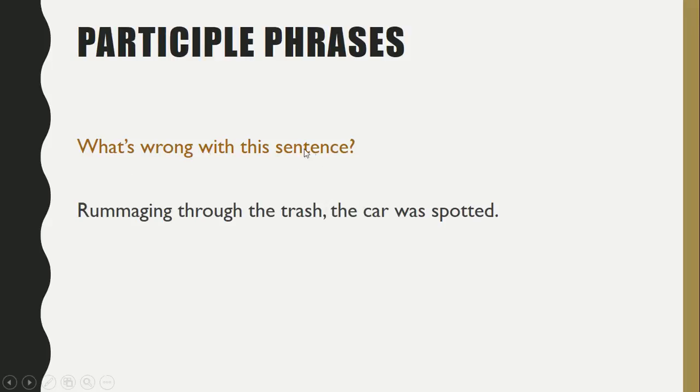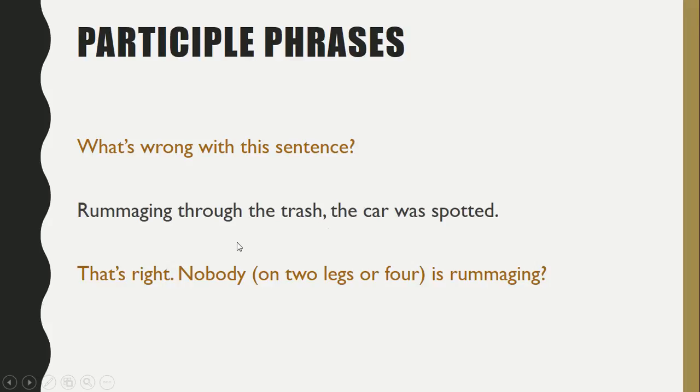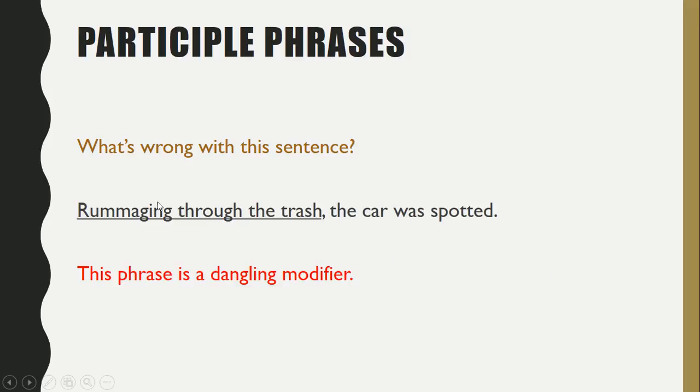Okay, what's wrong with this sentence? Rummaging through the trash, the car was spotted. Here we have our prepositional phrase, or well, that is a prepositional phrase. Participle phrase, rummaging through the trash, all one big adjective describing who? There's nobody to rummage on 2 legs or 4 legs. There's nobody doing this action, spotting the car. So, this part is okay, but it's dangling.